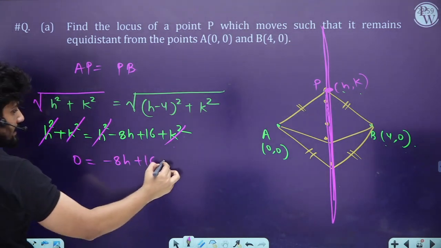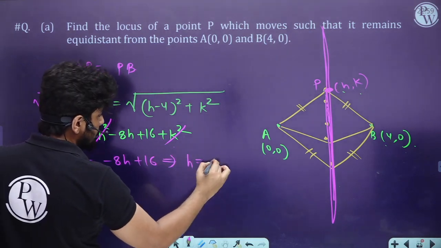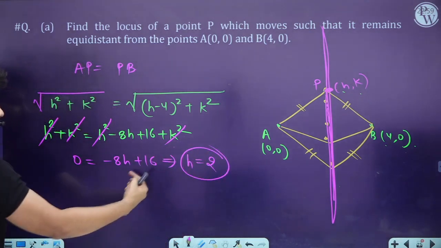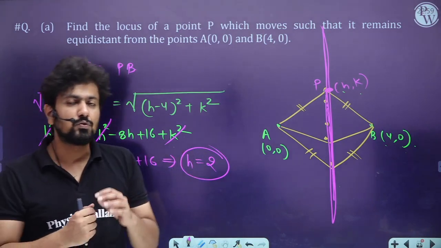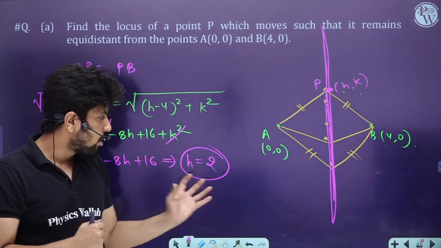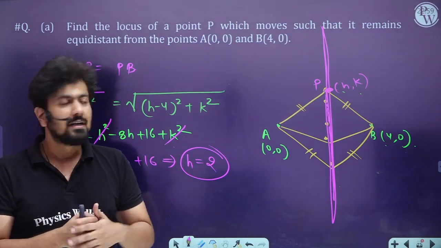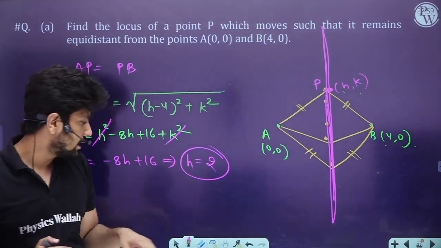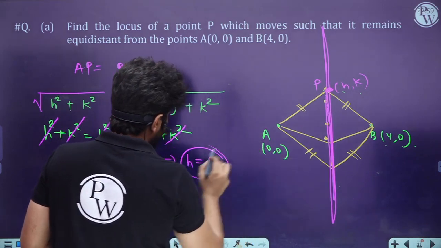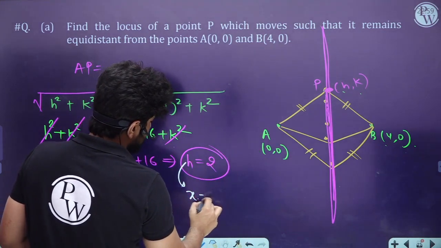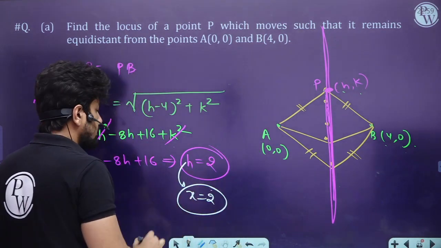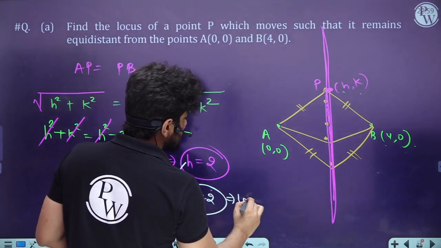So 8h is equal to 16. So h is equal to what? 2. This is what we are getting from here. H is equal to 2. This is the locus. We have formed an equation in which there isn't any variable apart from h and k. So this is our required equation. Simply in the end, replace h by x. So x is equal to 2. This is our locus.